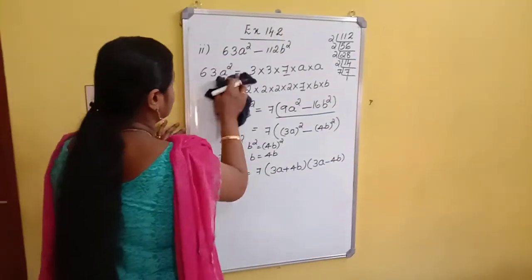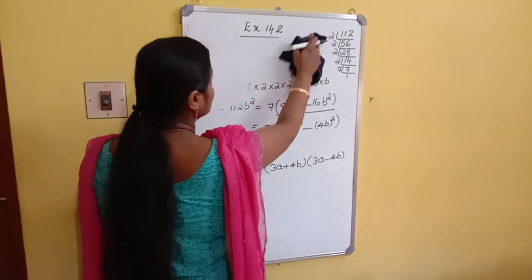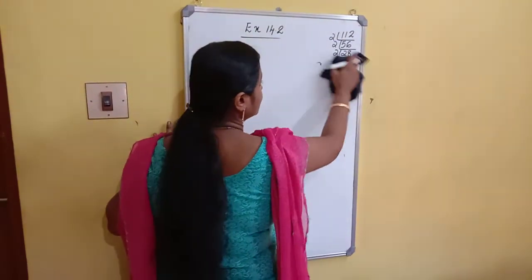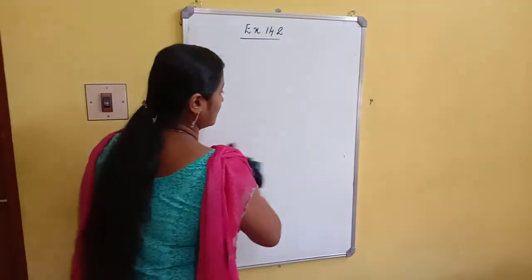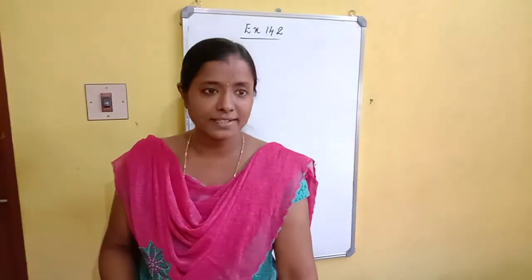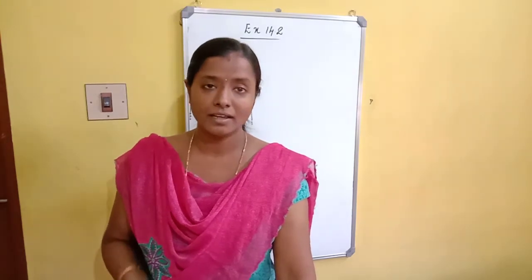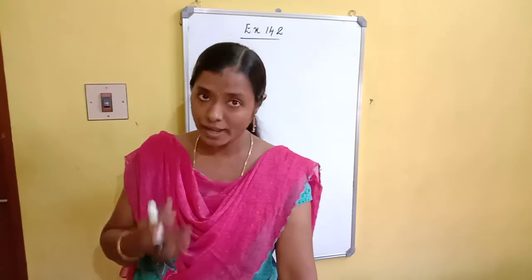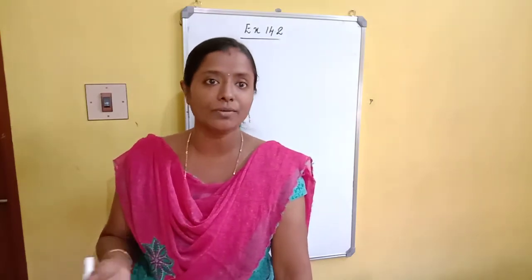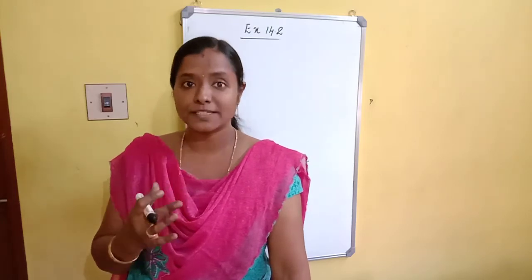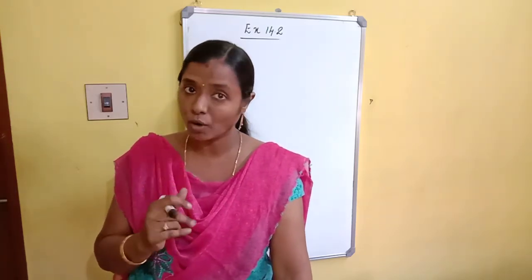Next question, third one is very simple, that is 49x² minus 36. Listen, third question, 49x² minus 36. So 49 is a perfect square, x² in square term, 36 also a perfect square, 6². After that you can apply a² minus b², directly you will get what? (a plus b) into (a minus b). That is your homework. Clear?